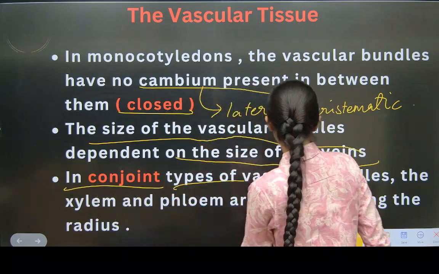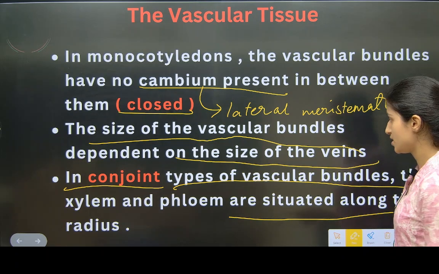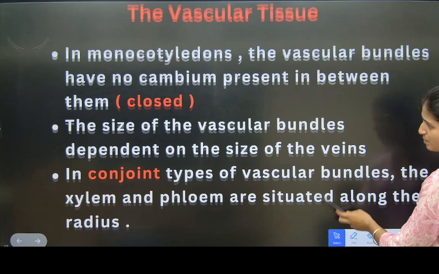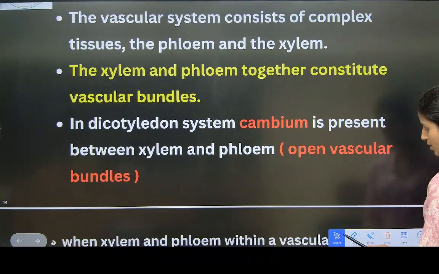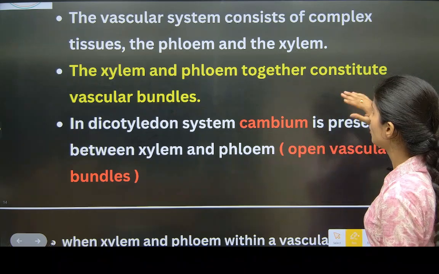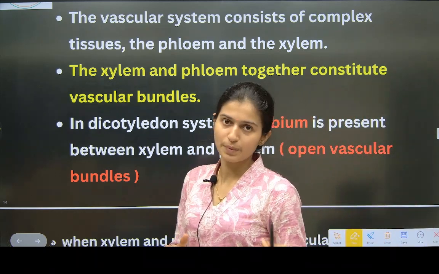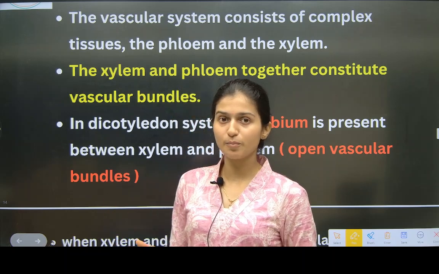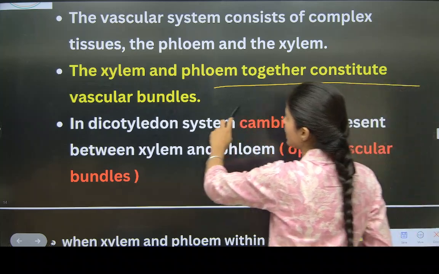In the conjoined type of vascular bundles, the xylem and phloem are situated along the same radius. It is very simple. Only complex permanent tissues are present in vascular bundles. The vascular system consists of complex permanent tissue, the phloem and xylem. Ground tissue, we saw, was made up of simple permanent tissues. Vascular bundles are made up of complex permanent tissue, meaning xylem and phloem together.